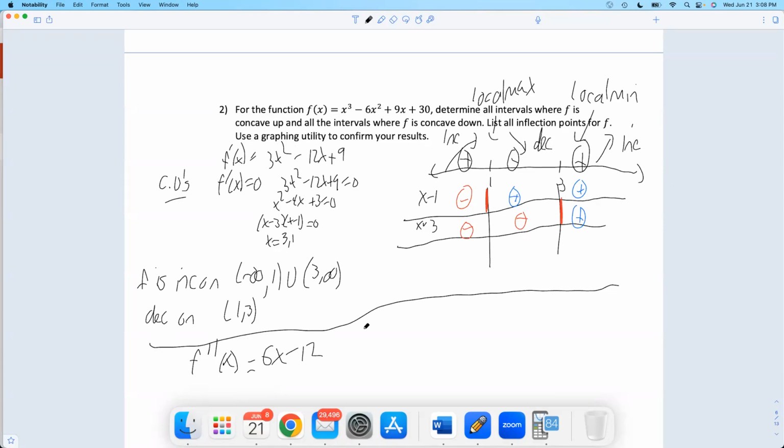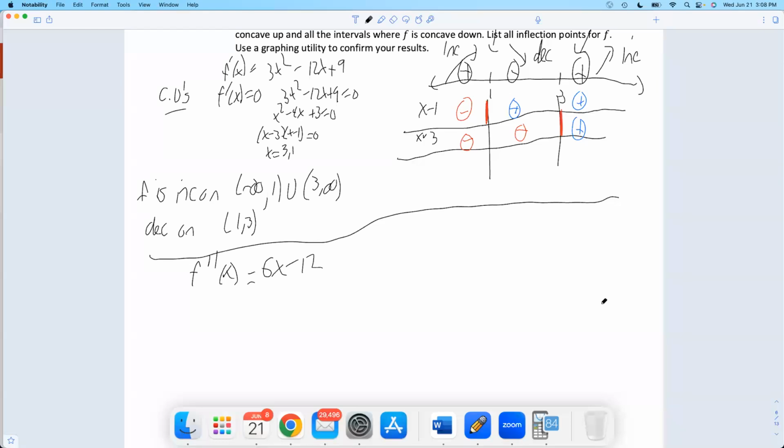And I'm going to do a sign chart for the second derivative. You're going to be doing so many sign charts over the next couple of weeks. Where does this guy equal 0? 6x minus 12 equals 0. 6x equals 12. X equals 2. This is a possible inflection point. It's not guaranteed. Second derivative equals 0 gives you possible inflection points.